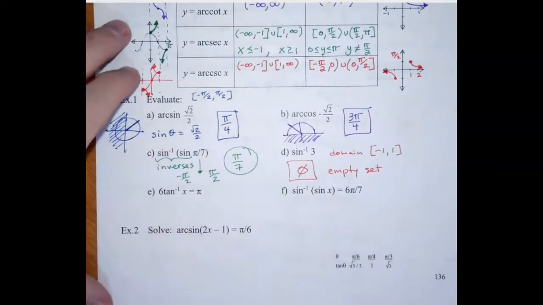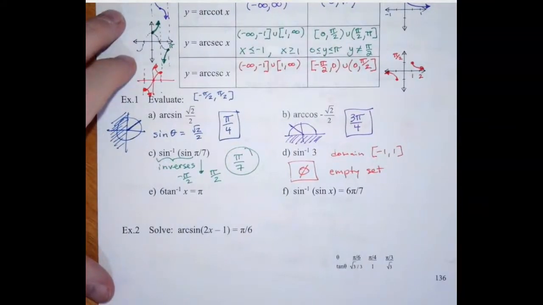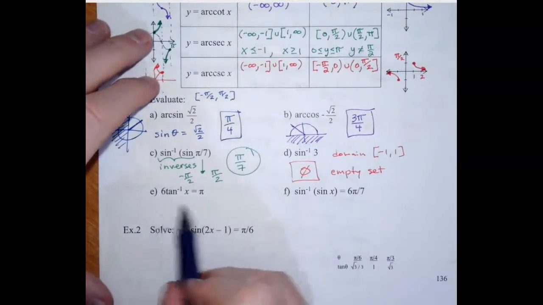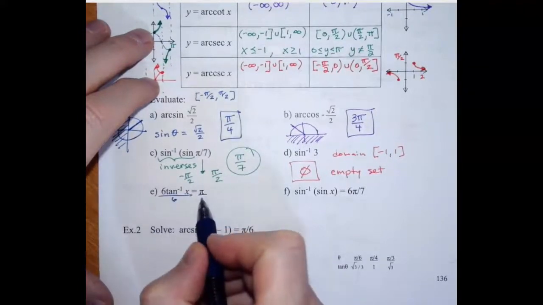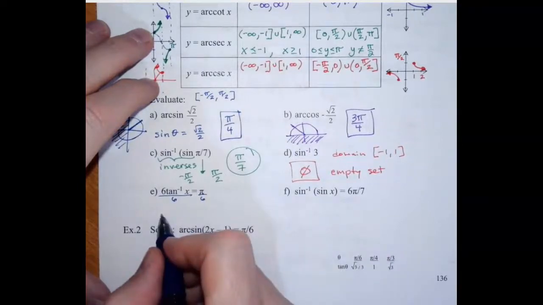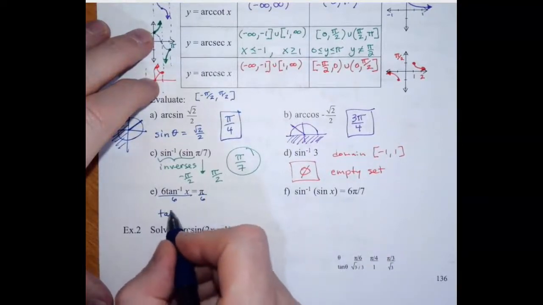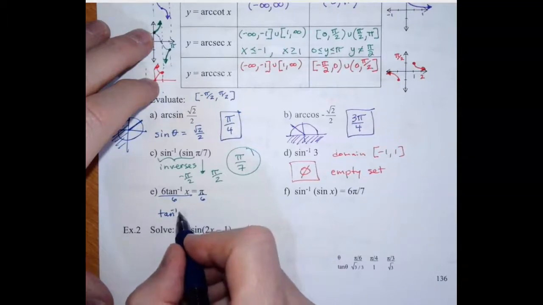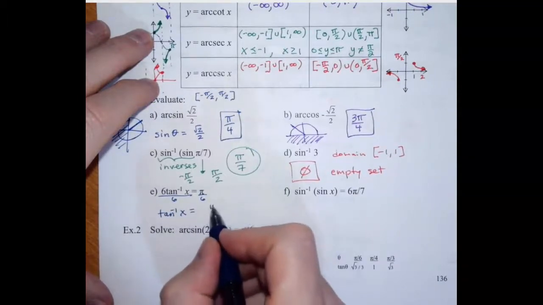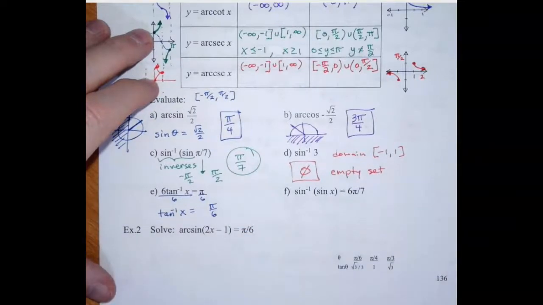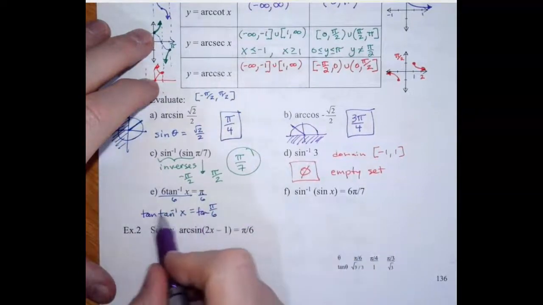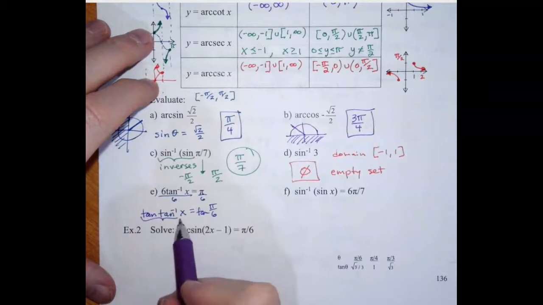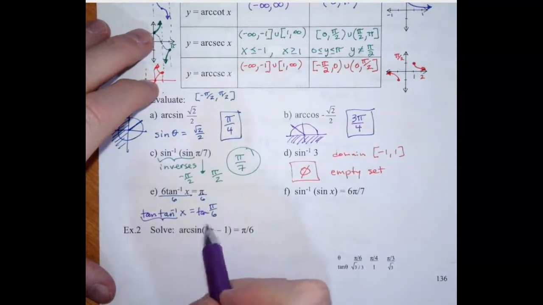Alright, these last two are actually equations, so we're not just simplifying or reducing, we're actually solving these. So here, one thing we could do is divide both sides by 6, and then we would have the inverse tangent of x equals pi over 6. So what we could do with that is take the tangent of both sides, because those are inverse operations, and that will basically just give us x. So now we need to know the tangent of pi over 6.